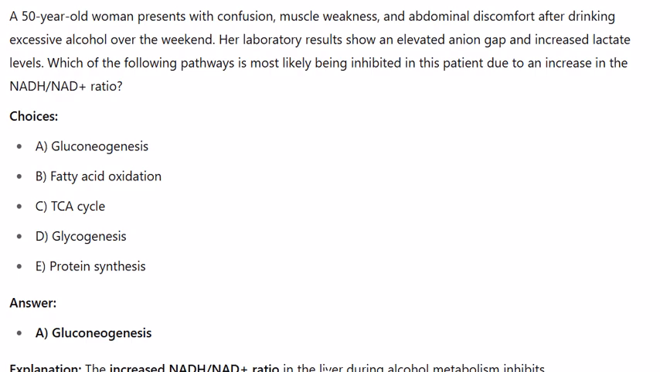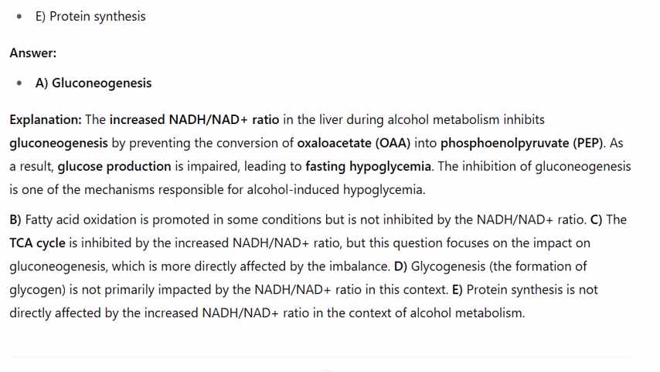Explanation. The increased NADH/NAD+ ratio in the liver during alcohol metabolism inhibits gluconeogenesis by preventing the conversion of oxaloacetate, OAA, into phosphoenolpyruvate, PEP. As a result, glucose production is impaired, leading to fasting hypoglycemia. The inhibition of gluconeogenesis is one of the mechanisms responsible for alcohol-induced hypoglycemia.